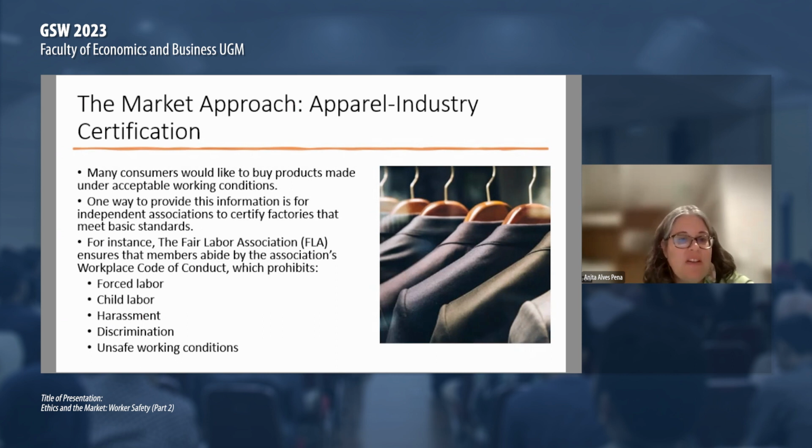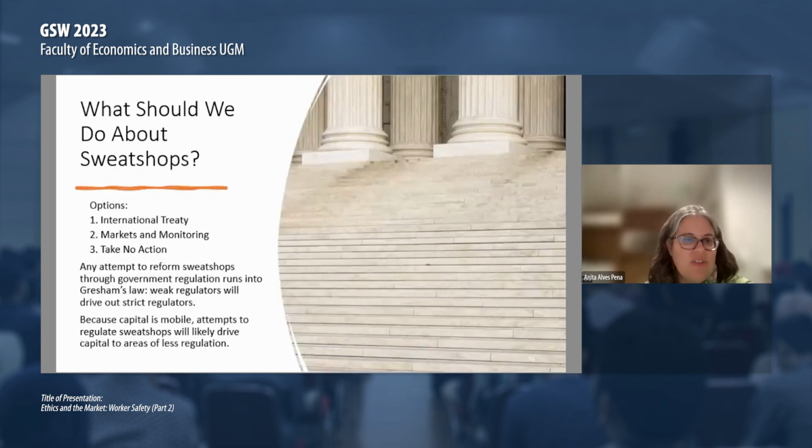And so we could have independent associations that are certifying factories to meet basic standards. So for example, the Fair Labor Association ensures members abide by a workplace code of conduct, prohibiting forced labor, child labor, harassment, discrimination, and unsafe working conditions. So we could have some kind of certification process in a variety of industries that could dissuade the use of sweatshops. And so that's interrelated with some of the ideas of what to do about sweatshops.